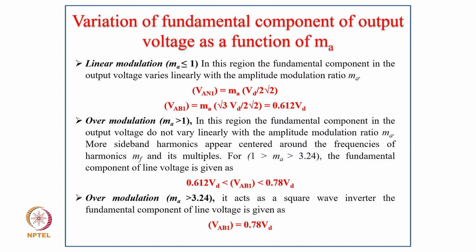Now overmodulation, in the region MA greater than 1. The fundamental component in the output voltage does not vary linearly with the amplitude modulation ratio MA, and more sideband harmonics appear centered around the harmonics of MF and its multiples. So for MA between 1 and 3.24, the fundamental component of line voltage goes from 0.612 VD to 0.78 VD, and in overmodulation, that is MA greater than 3.24, it acts as a square wave inverter. The fundamental component of line voltage VAB1 equals 0.78 VD.